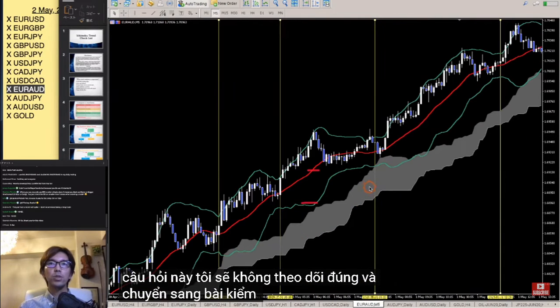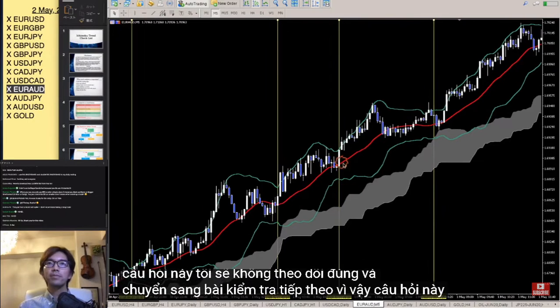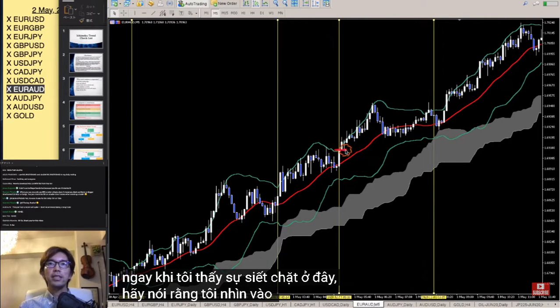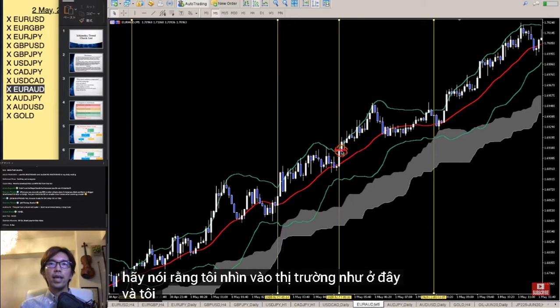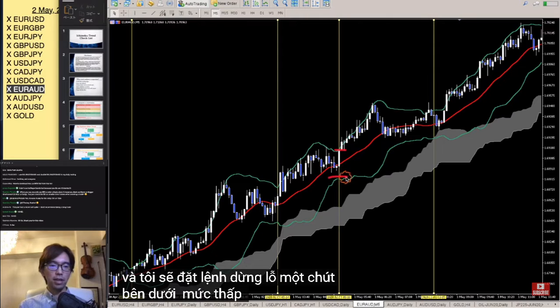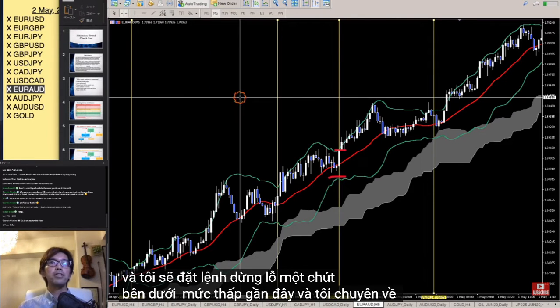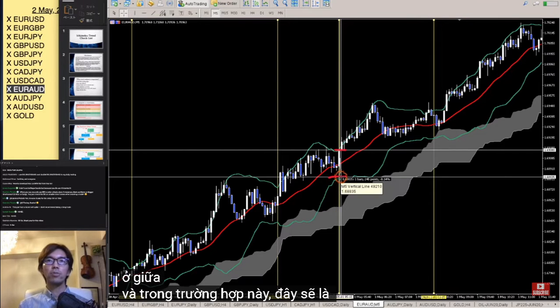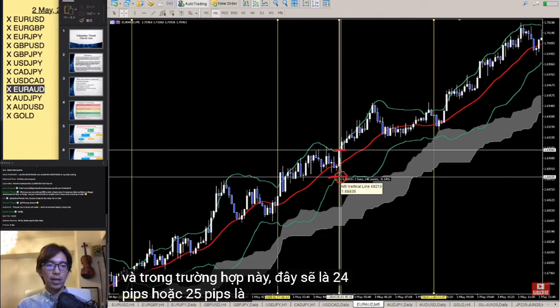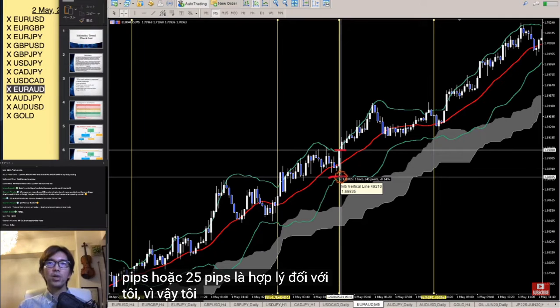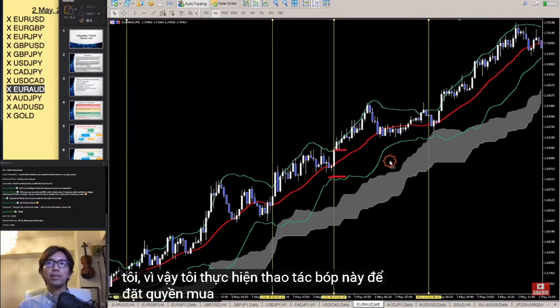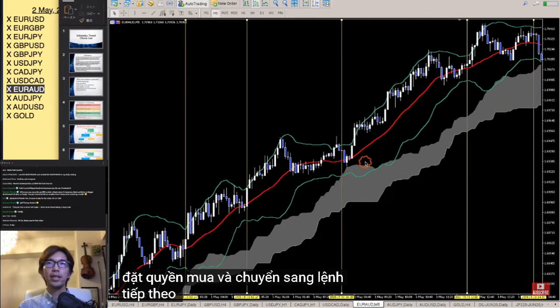And moving on to the next squeeze. So this one, right, when I see the next squeeze here, let's say I look at the market like here, and I will place a stop loss slightly below the recent low, and I measure the pips in between. And in this case, this is going to be 24 pips or 25 pips, which is reasonable for me. So I take this squeeze to place a buy, right? And moving on to the next one.